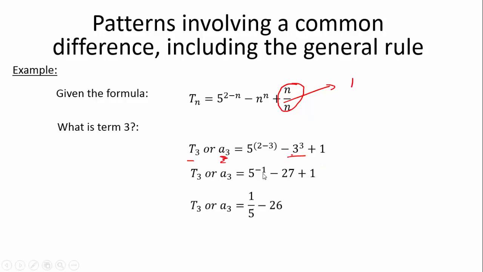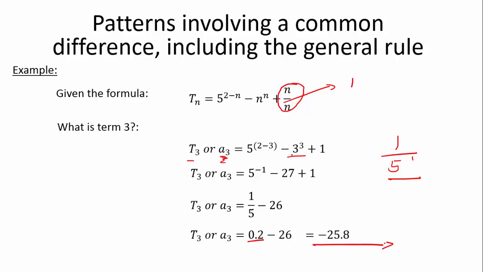So 5 to the power of negative 1 is the same as 1 over 5 to the 1. And 5 to the 1 is 5, so that's 1 over 5. Negative 27 plus 1 is negative 26. What is the same as 1 over 5? That's 0.2. 1/5 of 1 is 0.2. 0.2 minus 26 is negative 25.8. Okay, so that might seem a bit complicated, but you can do that, grade 8s.